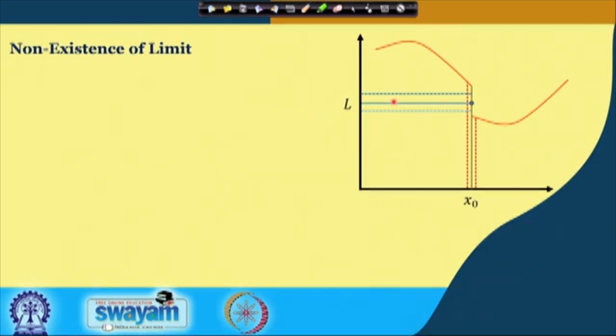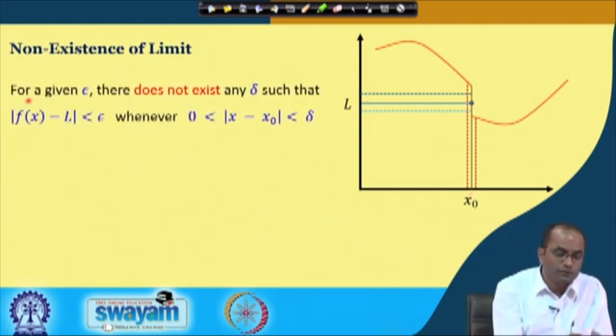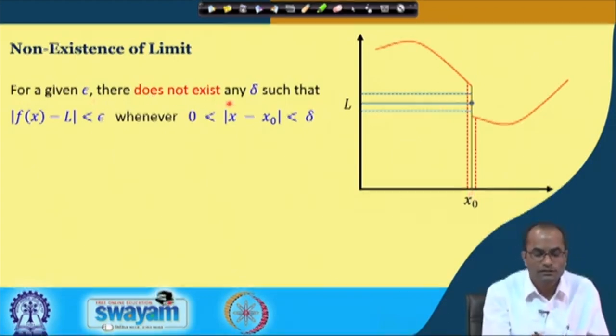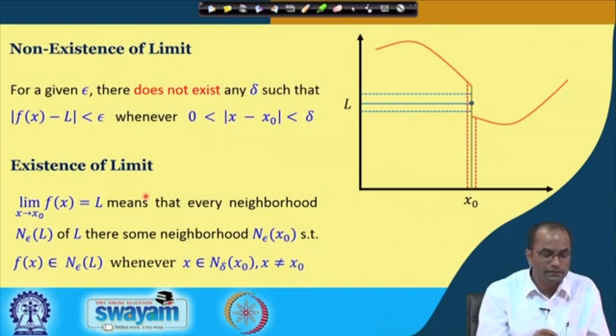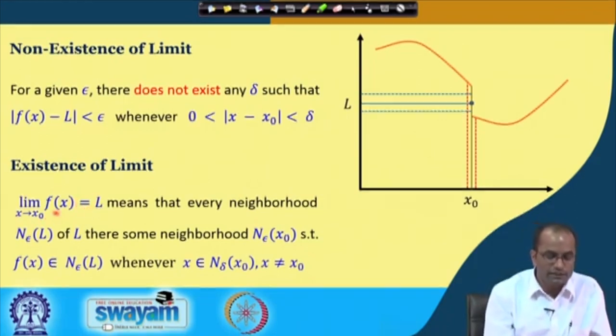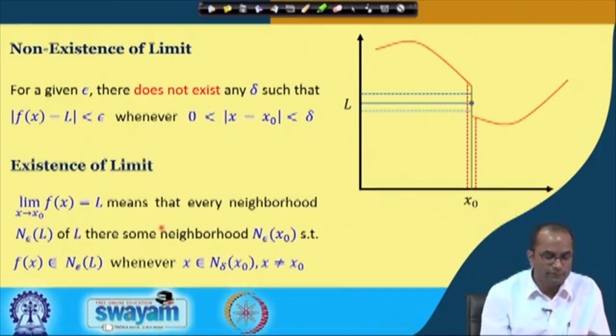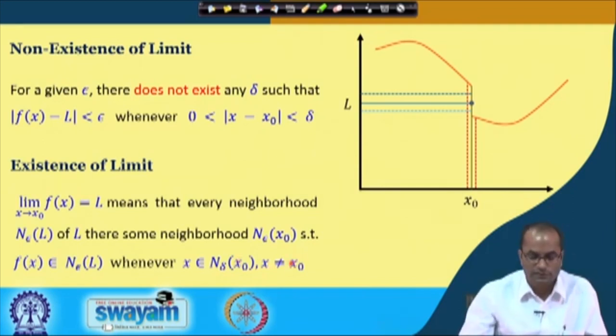So, in this situation, for a given epsilon, there does not exist any delta such that the difference |f(x) - L| is less than epsilon wherever x is from the delta neighborhood of x naught. Recall again the existence of the limit: limit of f(x) as x goes to x naught is equal to L means that for every neighborhood of L, represented by N epsilon of L, there exists some neighborhood of x naught such that f(x) belongs to this neighborhood of L whenever x belongs to the delta neighborhood of x naught.